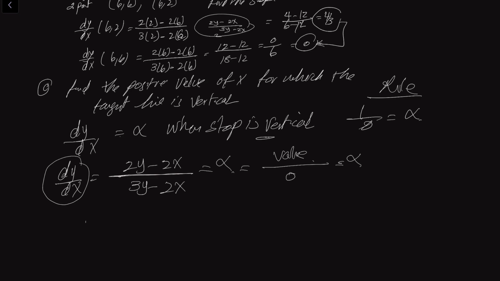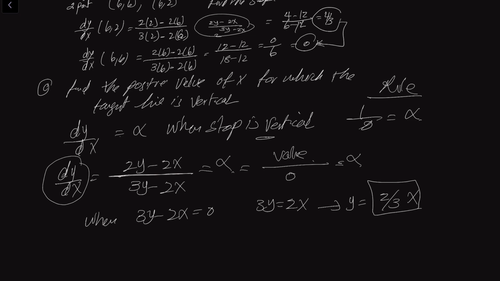So when 3y minus 2x equals 0, that means 3y equal to 2x. That means y is equal to 2 over 3 x. All right, so that's the value going to make my equation here undefined, which is, in other words, going to express that my slope is vertical. Okay, so let's substitute this value in the equation.